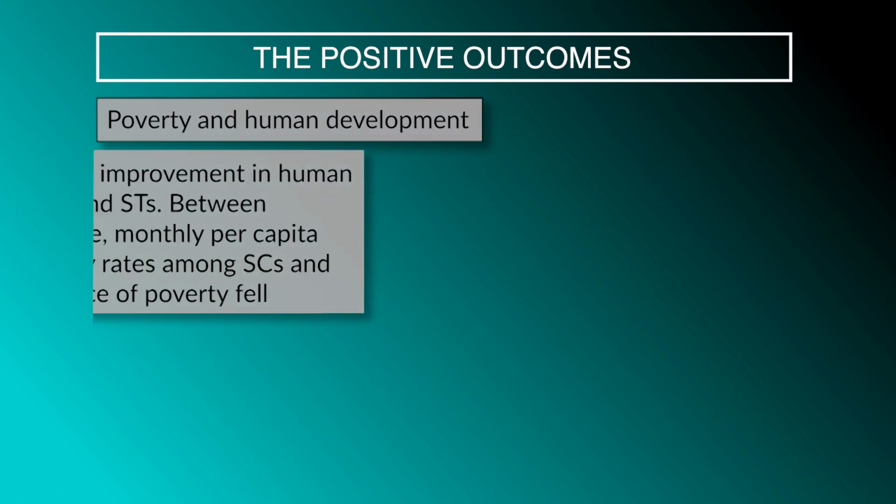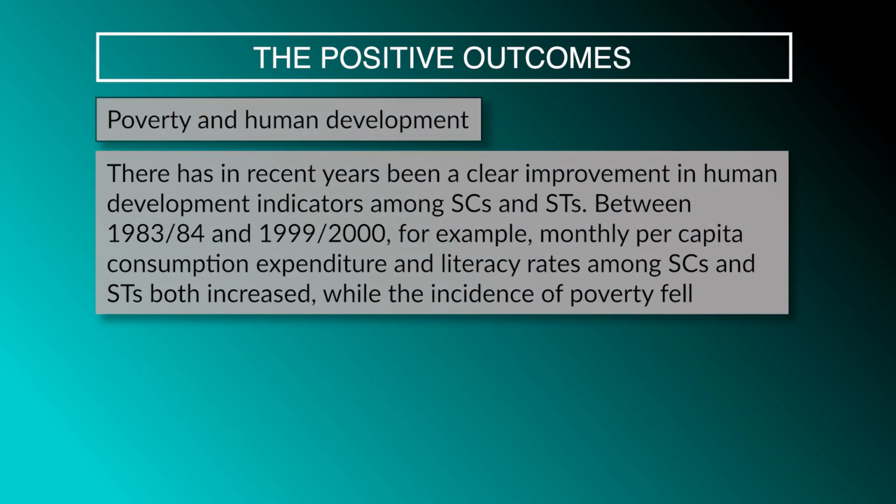There has been in recent years clear improvement also in human development indicators among scheduled castes and scheduled tribes. Between 1983-84 and 1999-2000, for example, monthly per capita consumption expenditure and literacy rates among scheduled castes and scheduled tribes both increased, while the incidence of poverty unmistakably fell. Therefore, one needs to think through some of the implementation issues when it comes to the reservation policy in India.